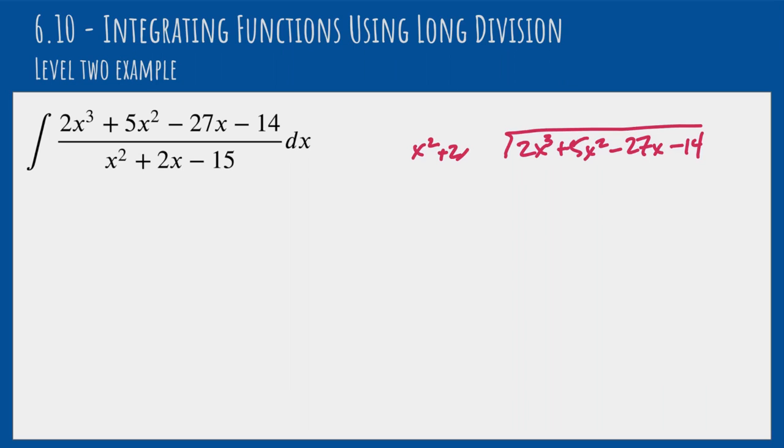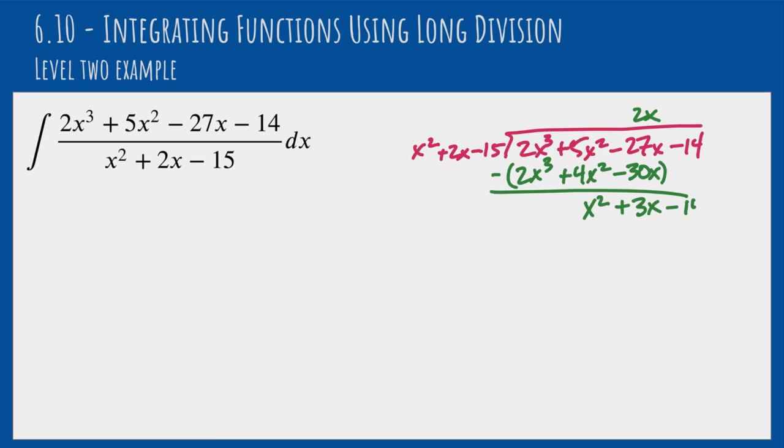Just like with two terms, we look at the first term into the first term, and we do the same thing here. So x squared into 2x cubed is going to be... I'm sorry, that's going to be 2x times. We multiply 2x times that entire expression, so it's going to be 2x cubed plus 4x squared minus 30x. And we subtract. So 5x squared minus 4x squared is just x squared. Negative 27x plus 30x is plus 3x, and bring down the minus 14.